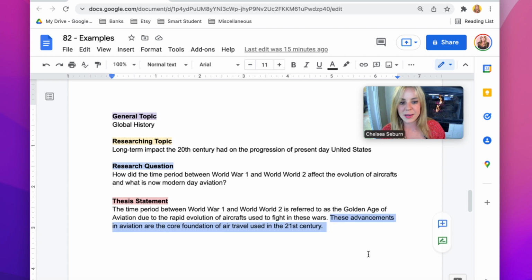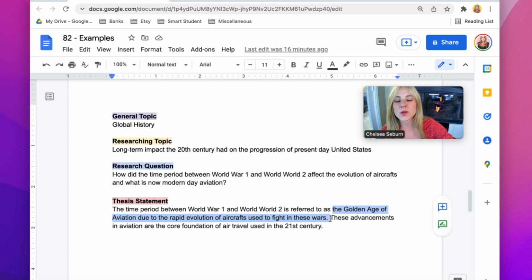Our position, what we learned, is that these advancements in aviation are actually the core foundation of air travel that we use today. I don't know if you see where I'm going with this, but this means that our evidence didn't come at the end of our thesis statement like it previously has. So you ask yourself, why do I believe this? How did I come up with this? Our evidence is simply located in the middle of our thesis statement. It's that this time period was referred to as the golden age of aviation due to the rapid evolution of aircrafts during that time. All right, so let's move on to our last example.